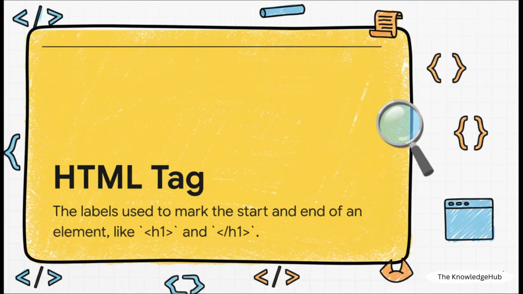So if the element is the complete thought, then what are the tags? Well, the tags are basically the punctuation. They're the little markers inside those angle brackets like H1 and H1 that tell the browser where that thought begins and where it ends. You can think of them like bookends that give the content its actual meaning.